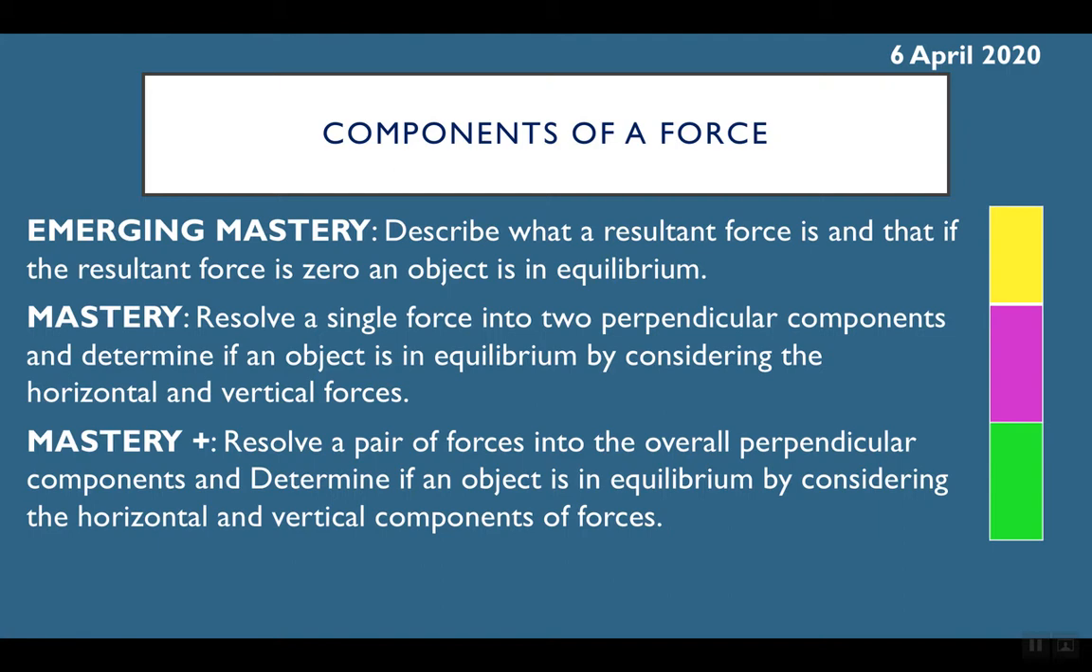So we're going to be able to describe what a resultant force is, and we're going to be looking at the motion of objects which have got resultant forces as well. We're going to be looking at equilibrium, looking at horizontal and vertical forces, and we're going to be able to see if we think something is in equilibrium because of the forces that are on it.